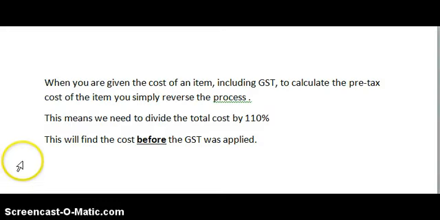Now, there are going to be some questions where they ask us to find the pre-tax price of an item. When we're given the final cost of the item, which includes the GST, to do that calculation of the pre-tax cost, we simply reverse the process we've been doing. We have been multiplying by 110%. We reverse that. So in order to find the pre-tax price, we simply divide by 110%. That will find the cost before the GST was applied.